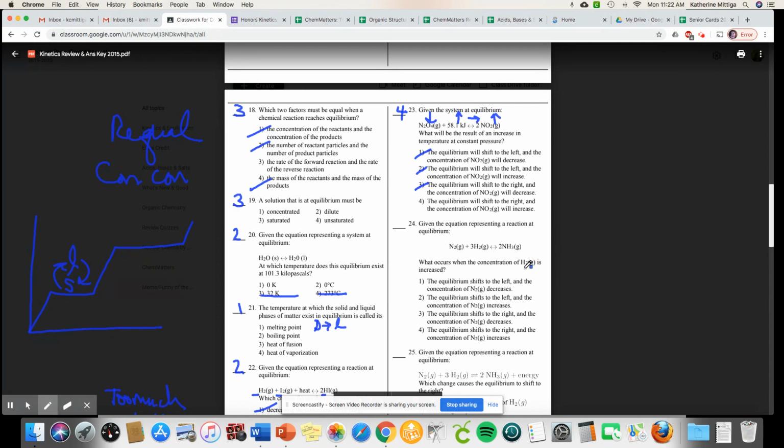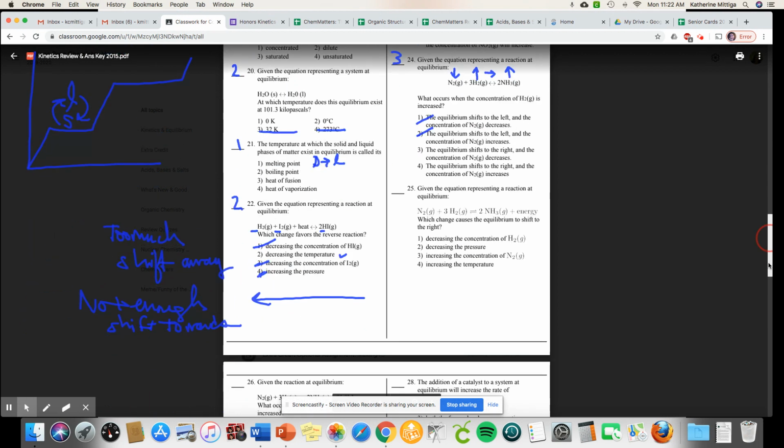Another equilibrium called the Haber process, which occurs when the concentration of H2 is increased. So too much, shift away. If you shift away from the increase, that means this goes up, this goes down. Equilibrium shifts to the left, no. Shift to the right, and N2 decreases. Choice 3.